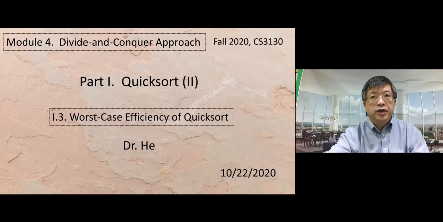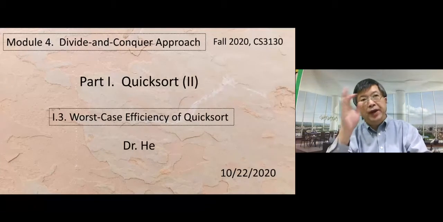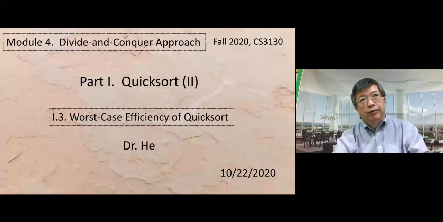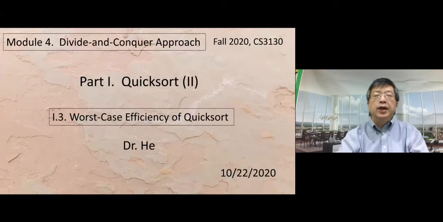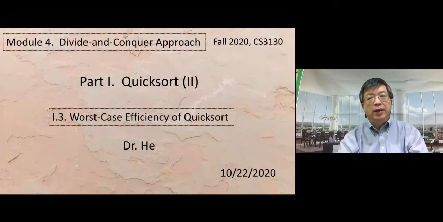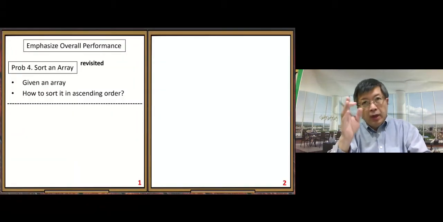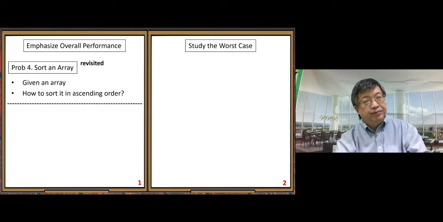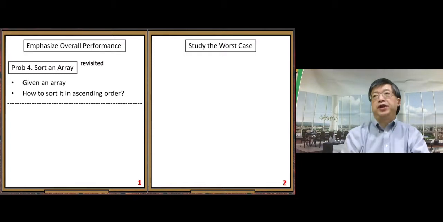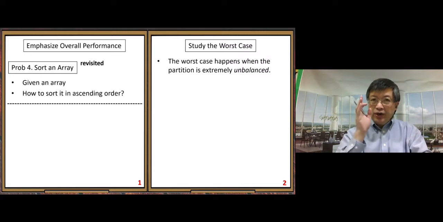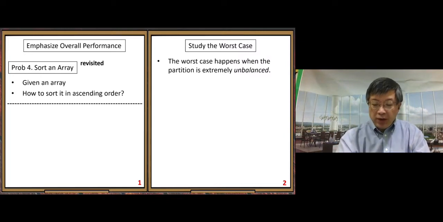5.3, worst case efficiency of Quicksort. All right, so now we do the analysis. First, we do worst case analysis. It is relatively easier. When we look at the worst case, based on our experience, we can guess for what situation we will get the worst case. So the worst case happens when the partition is extremely unbalanced.